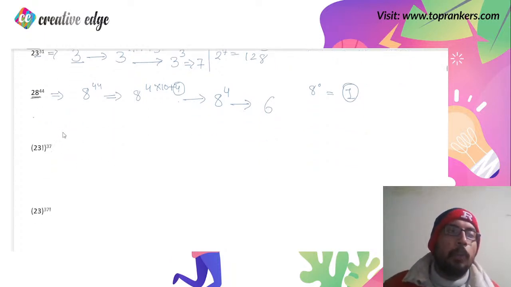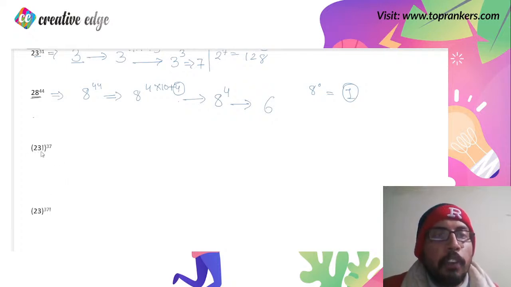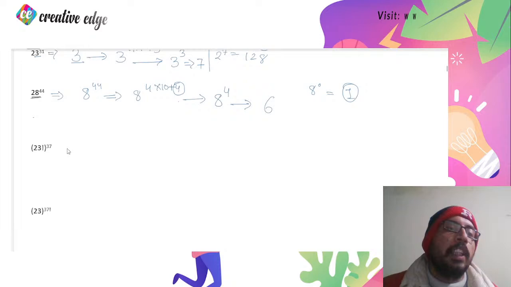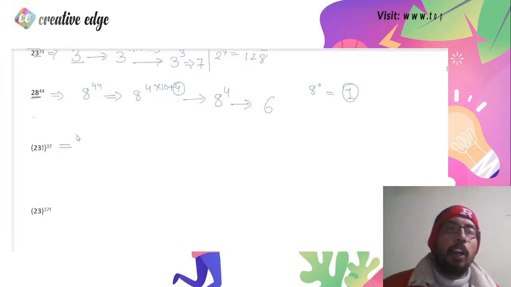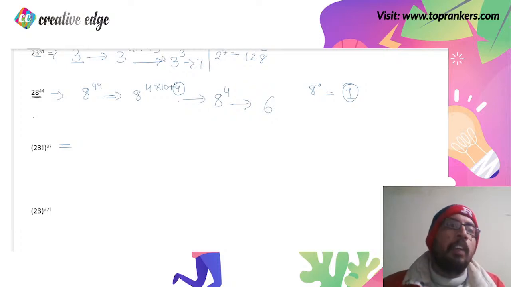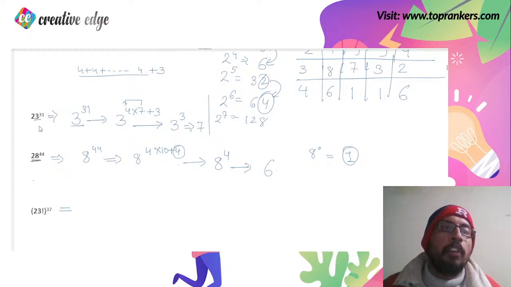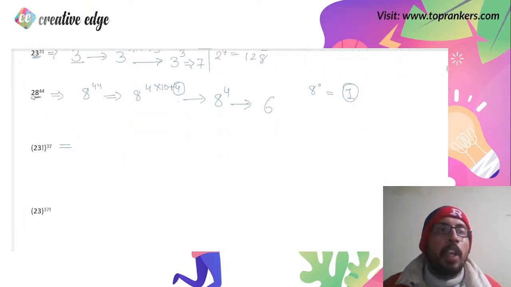Now the third question, and the third and fourth questions are both very interesting. We have 23 factorial to the power 37. In our previous questions we had a unit place with us, for example in 23 to the power 31 you could say we have unit place 3, and in our question we had 8 at the unit place.